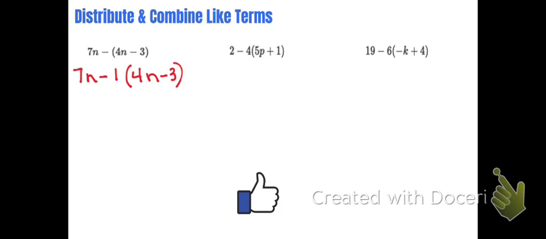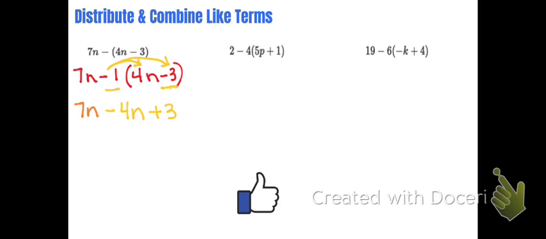So what is this saying? This is saying -1 is being multiplied by this whole thing. When I distribute, I'm going to distribute that negative sign with the 1. So that means I'm going to take -1 and multiply it by 4n. I get -4n. And I'm going to take that -1 and multiply it not just by 3. Think of this as -3. -1 times -3 is +3. And then this 7n stays the same.